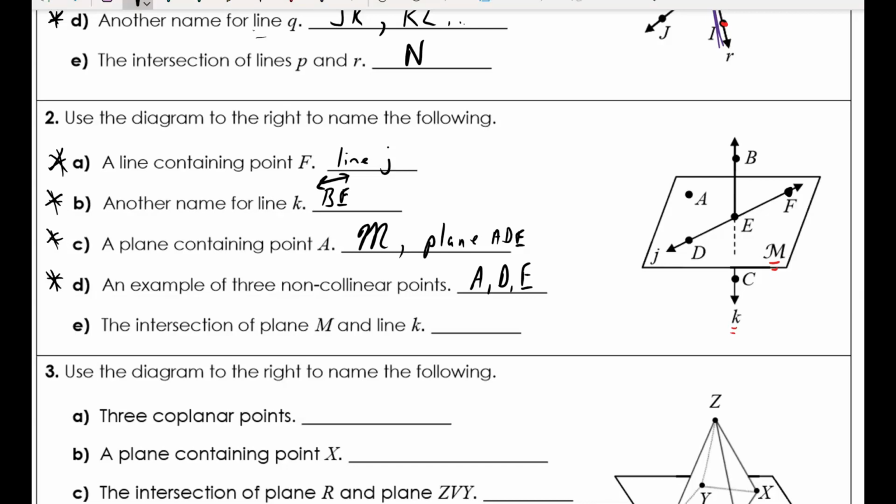The intersection of the plane M, that's the plane that's pictured, and line K. They intersect at the one point right here where the line crosses through the plane, and that is point E. Again, you can put the word point, you don't have to.